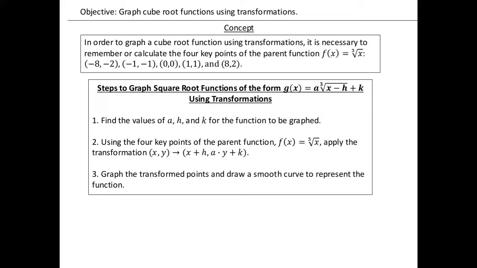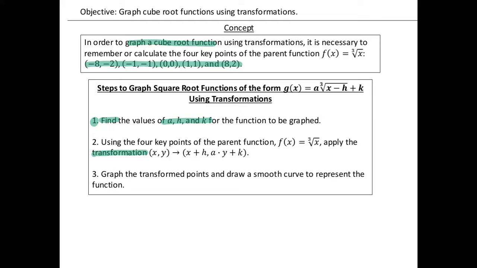All right, so the concept slide here, continuing, it says, in order to graph a cube root function, you have to know your 5 key points: (-8, -2), (-1, -1), (0, 0), (1, 1), and (8, 2). The first thing you want to do is find a, h, and k and determine what each of the values does to the graph. Then you use your 5 points and transformations: stretch it, flip it, go to the left, go to the right, up or down.